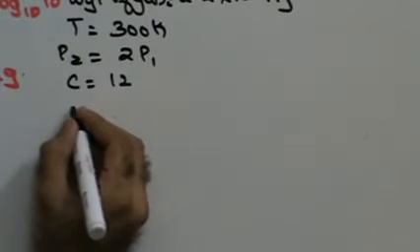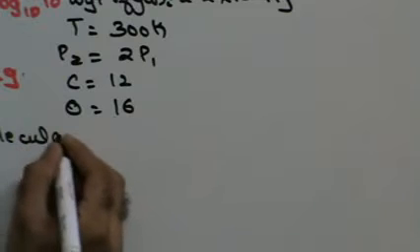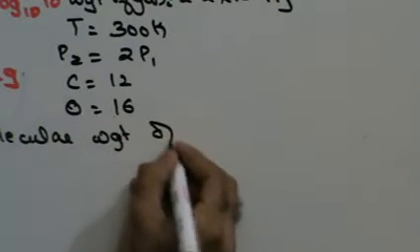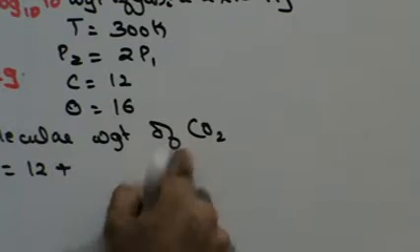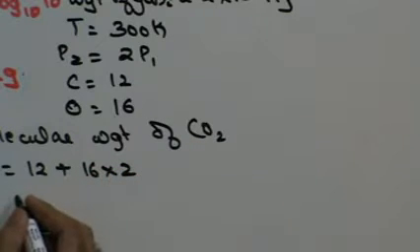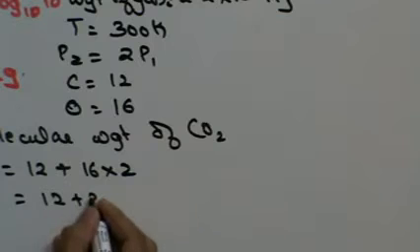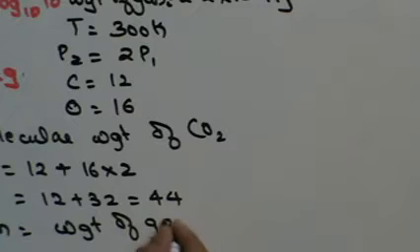We know that carbon atomic weight is 12, oxygen atomic weight is 16. So first you find out the molecular weight of carbon dioxide. It will be 12 for carbon, 16 for oxygen. There are 2 atoms of oxygen, therefore 16 into 2. So 12 plus 32, that is 44. Then you find out number of moles. Number of moles is weight of gas divided by molecular weight of gas.